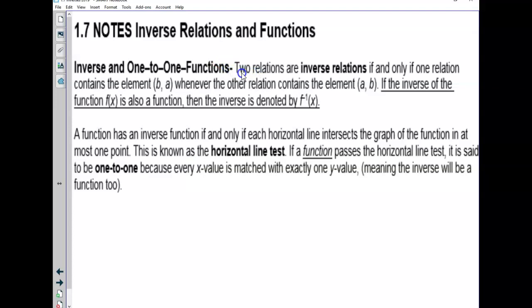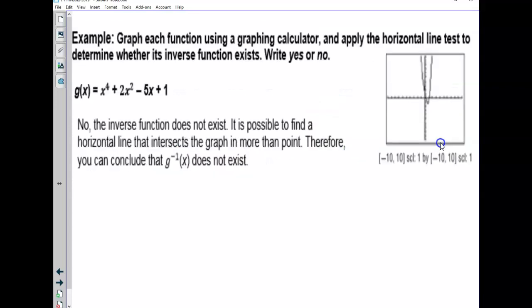Two relations are inverses if and only if one has the element (b, a) and the other has the element (a, b). So you can switch the x and y ordered pairs. If the inverse of a function is also a function, we denote it with that notation. To be able to tell if the inverse is going to be a function, you do the horizontal line test. If a function, which means it passes the vertical line test, also passes the horizontal line test, it is said to be one-to-one because every x value matches with exactly one y. So there aren't any repeated x's or y's.